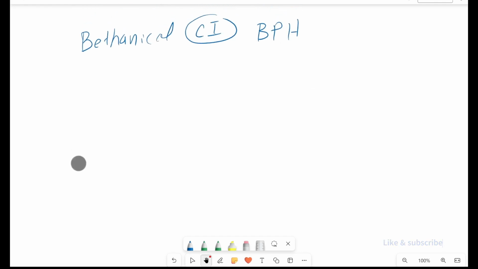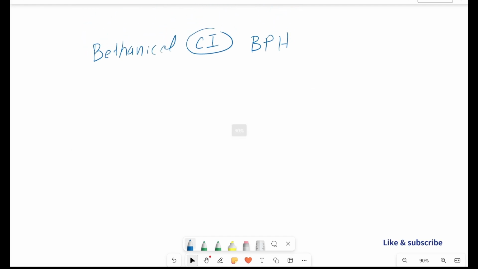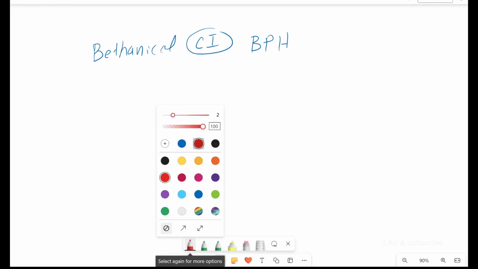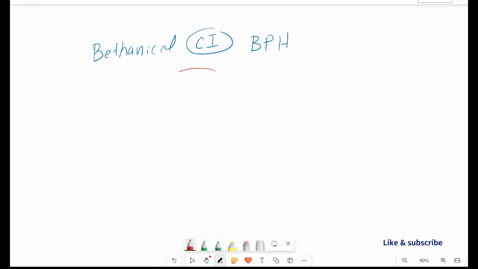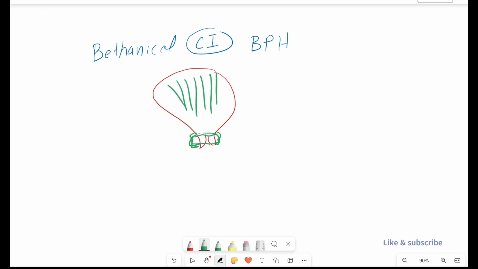Speaking about the bladder, here is the bladder, and then we have the prostate. The prostate is located here on the bladder neck, covering it. This is the detrusor, the longitudinal muscle. We have the internal sphincter here and the external sphincter here, and the prostate here.